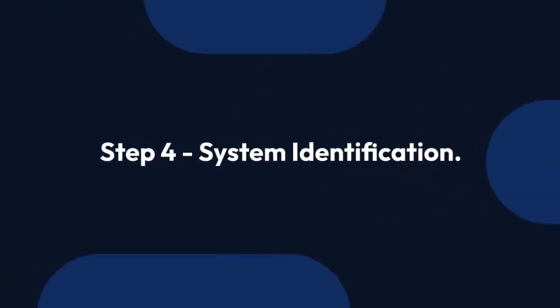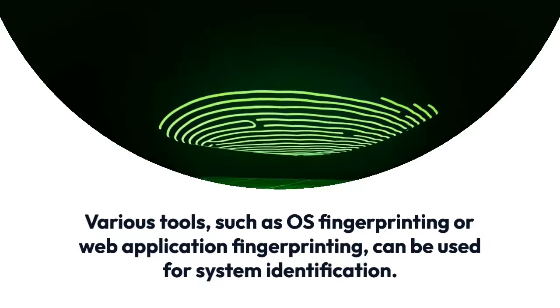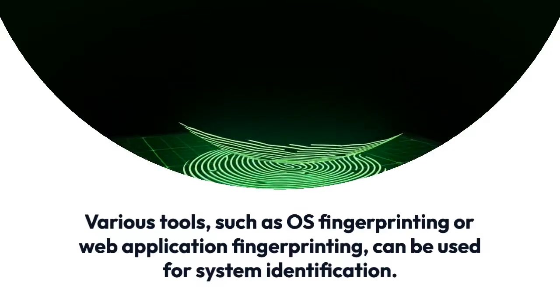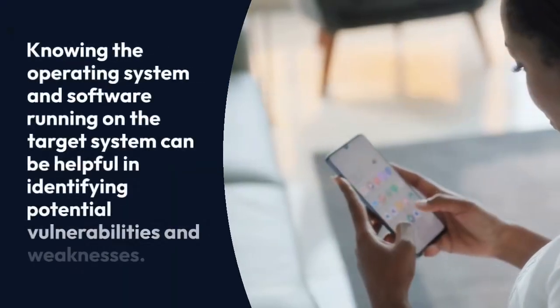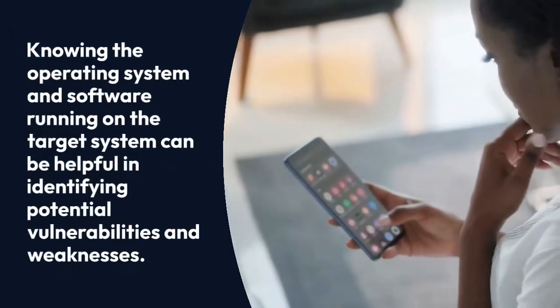Step 4: System identification. The fourth step is to identify the operating system and software running on the target system. Various tools, such as OS fingerprinting or web application fingerprinting, can be used for system identification. Knowing the operating system and software running on the target system can be helpful in identifying potential vulnerabilities and weaknesses.